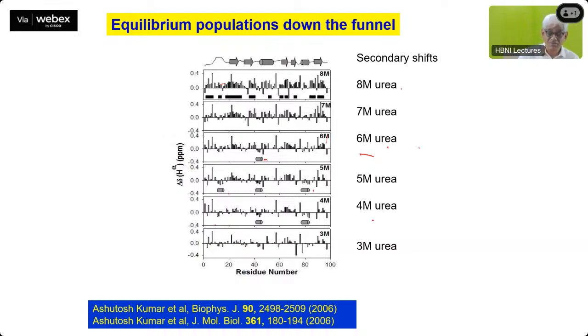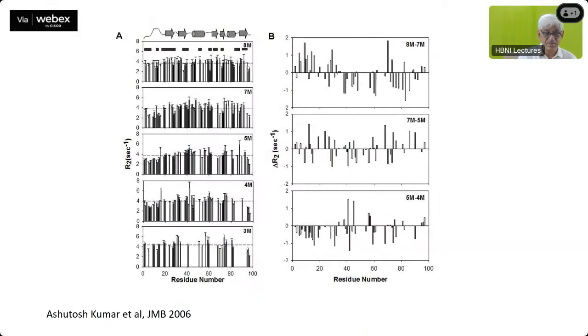Okay. Now see the way the pathway is indicated. This is indicating the pathway of the folding, how the protein is folding. Okay. Let's look at this further. In the same manner, you also look at the R2 values, how the R2 values are changing.